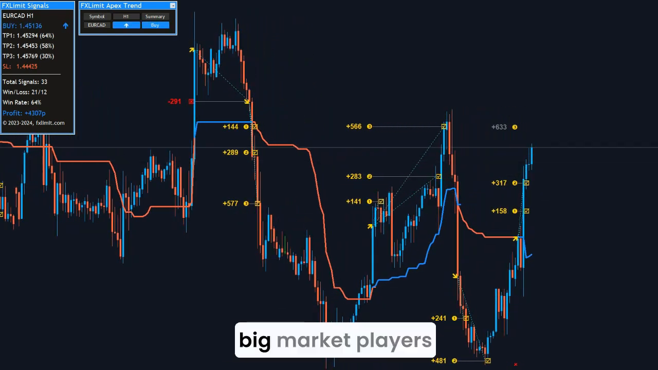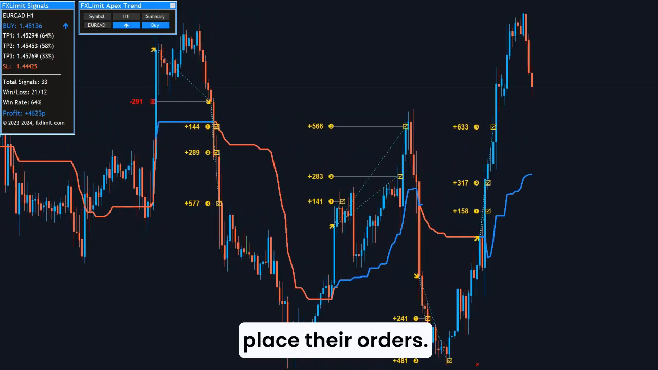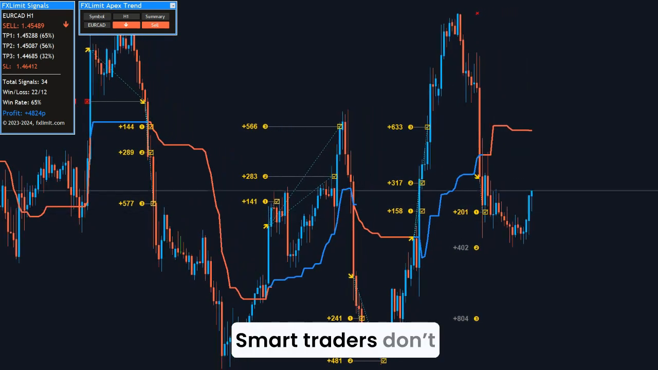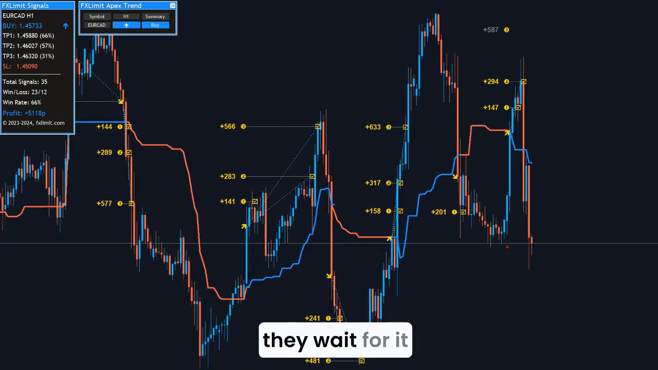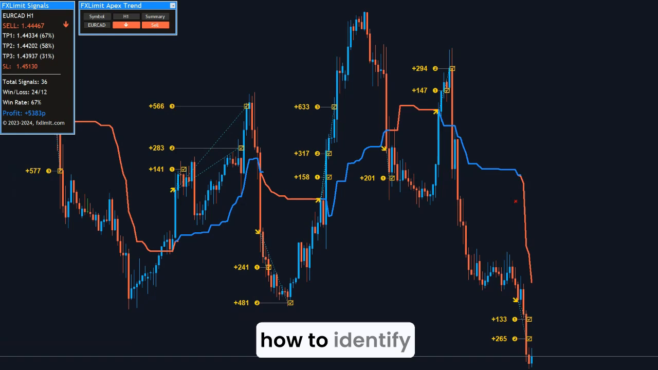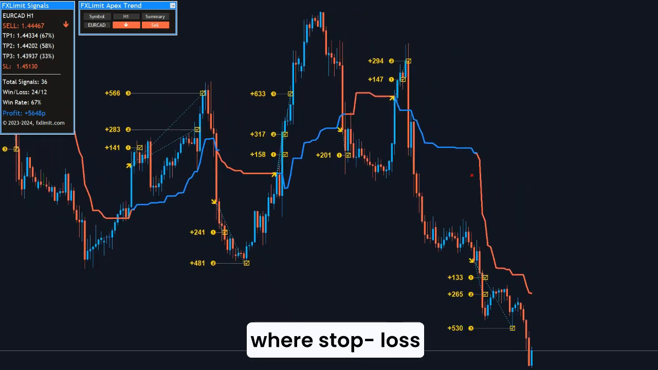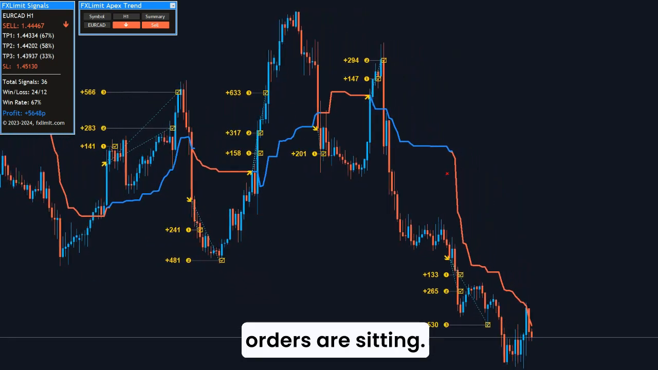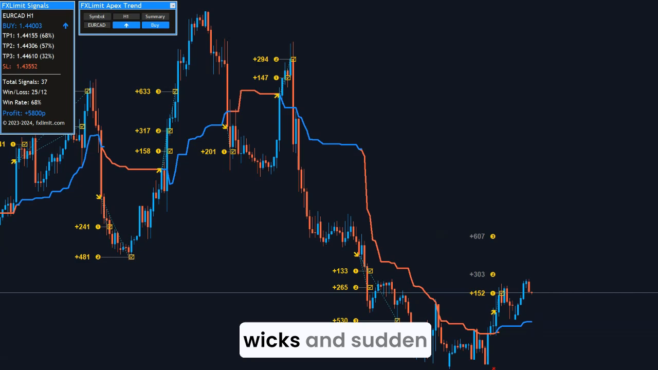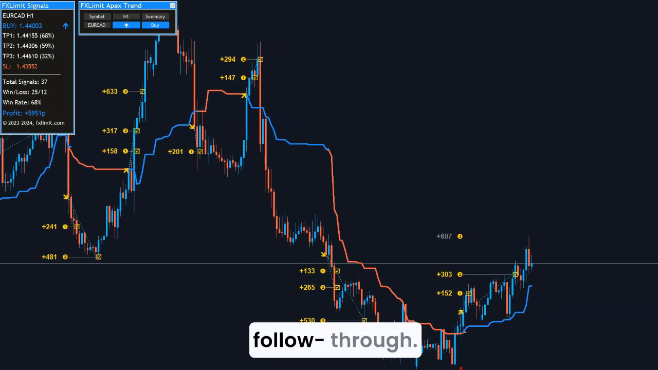These are areas where big market players place their orders. Think of them as magnets for price. Smart traders don't just chase price, they wait for it to tap into these liquidity zones. The trick is learning how to identify where stop-loss clusters and pending orders are sitting. One subtle way to spot them is by paying attention to price wicks and sudden volume spikes without follow-through.